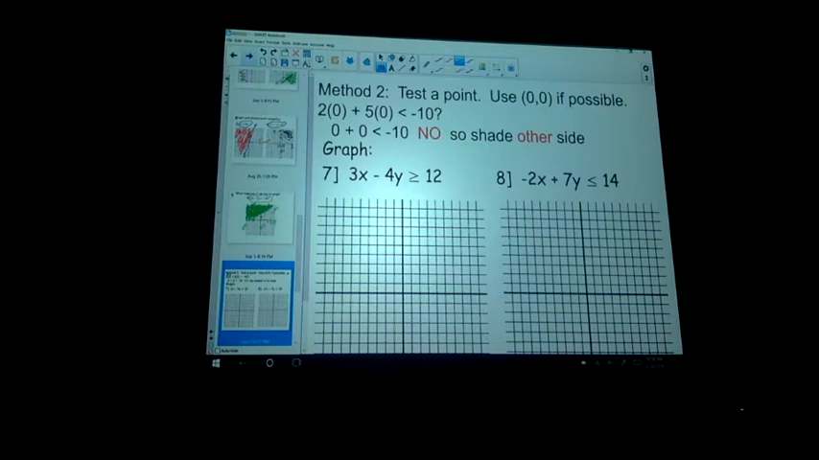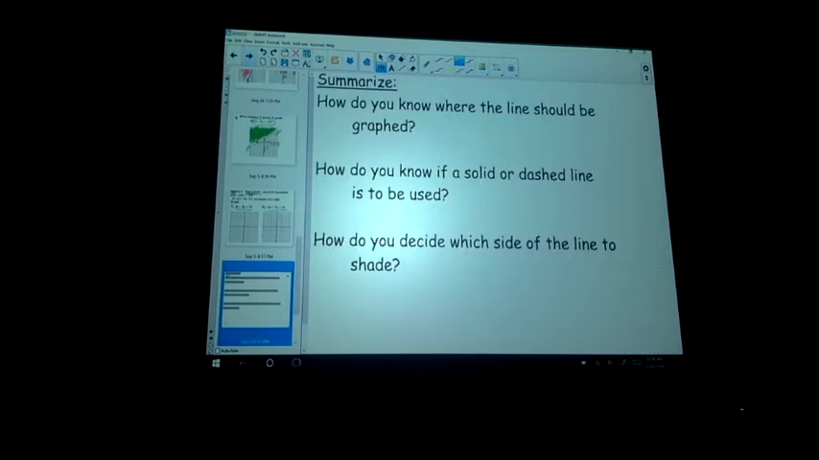Method 2, test point. We just did this test point. Does everyone feel comfortable with both of those? How do you know where the line should be graphed? How do you know if it's solid or dashed? We've covered all these questions. How do you decide? Again, guys and girls, I really truly feel that the test point is the best way of doing these. Some people say it takes too long. Really? It takes long to plug 0, 0 in or 10, 0 in?